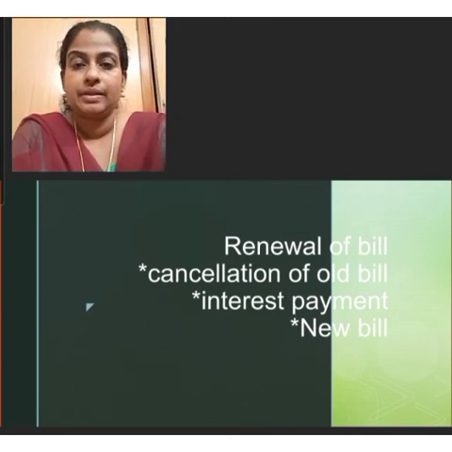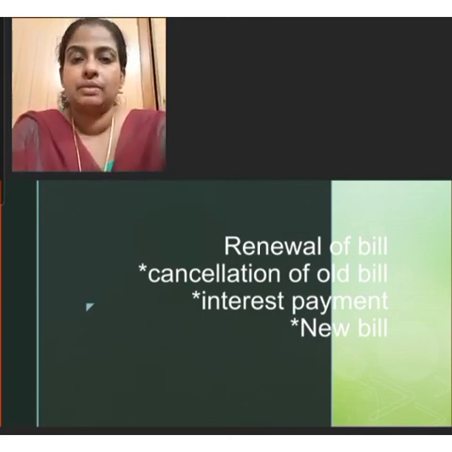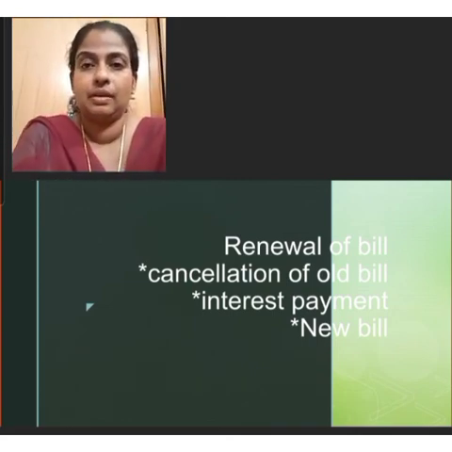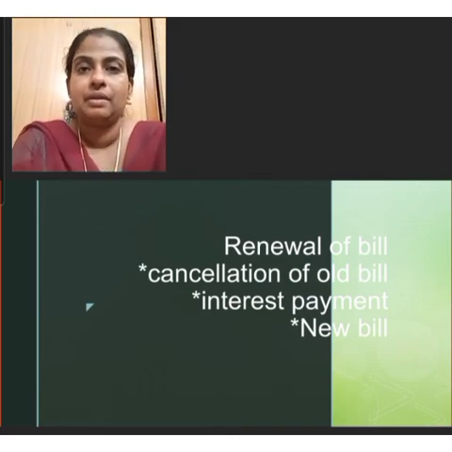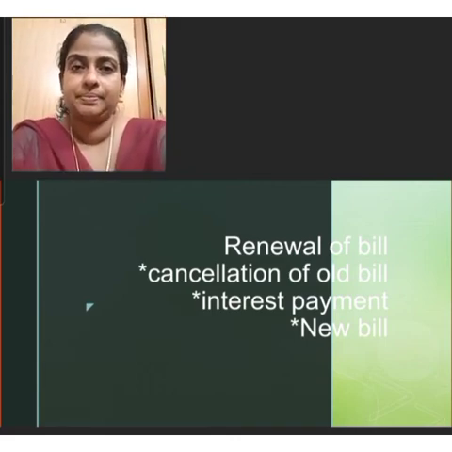Then next we want to pass the journal entry for the payment of the new bill. Entry: cash account debtor to bill receivable account 1481, being the payment of the bill received on the due date.